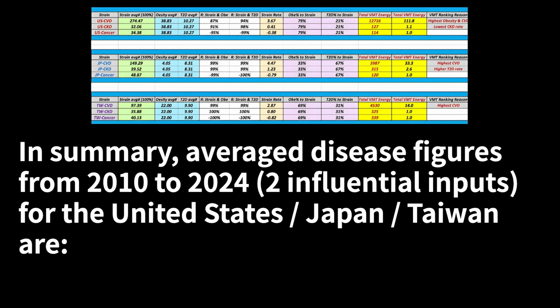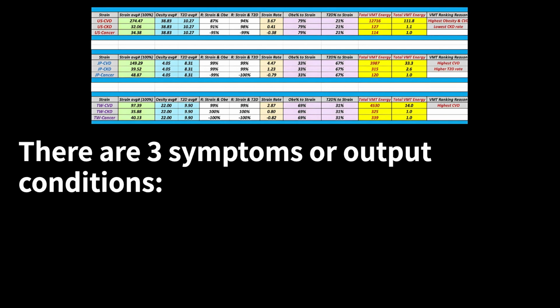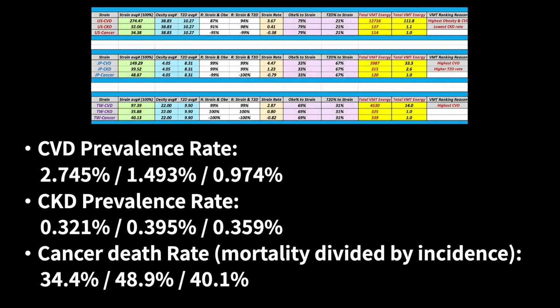In summary, average disease figures from 2010 to 2024, two influential inputs, for the United States, Japan, Taiwan are: obesity prevalence rate, 39%, 4%, 22%. Diabetes prevalence rate, 10%, 8%, 10%. There are three symptoms or output conditions. CVD prevalence rate, 2.745%, 1.493%, 0.974%. CKD prevalence rate, 0.321%, 0.395%, 0.359%. Cancer death rate, mortality divided by incidence, 34.4%, 48.9%, 40.1%.